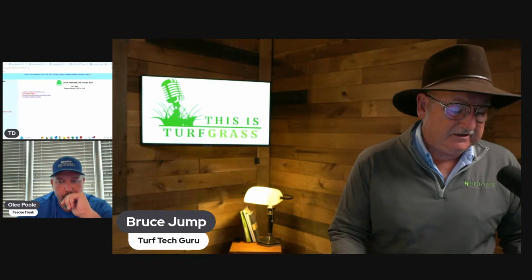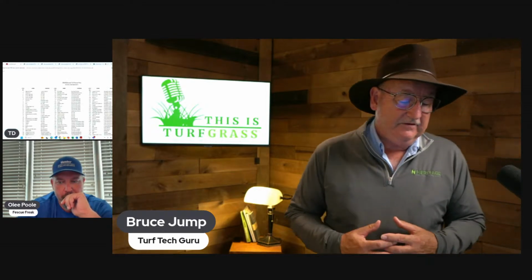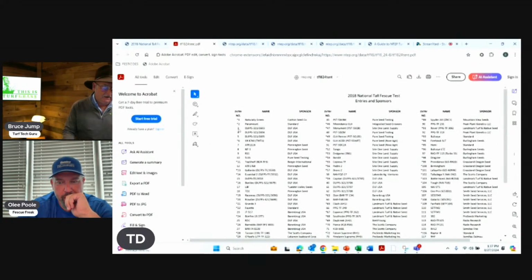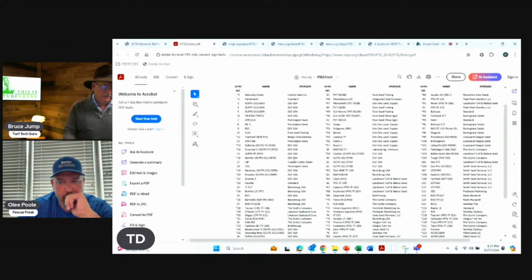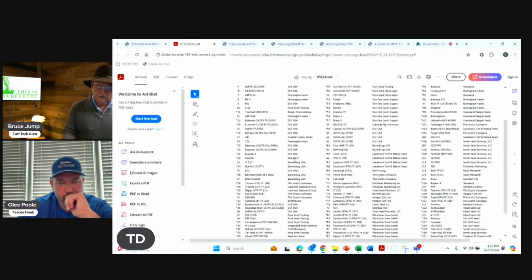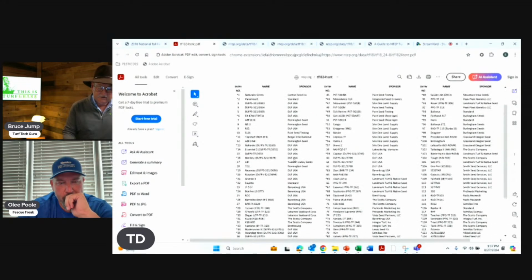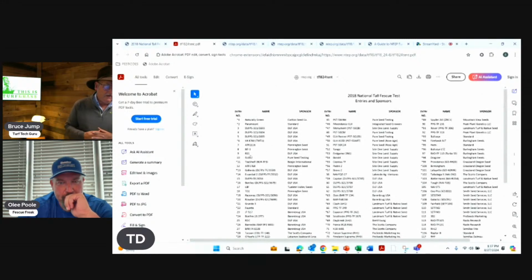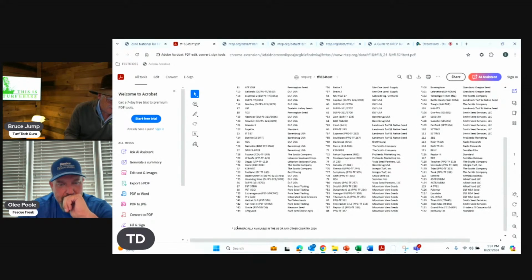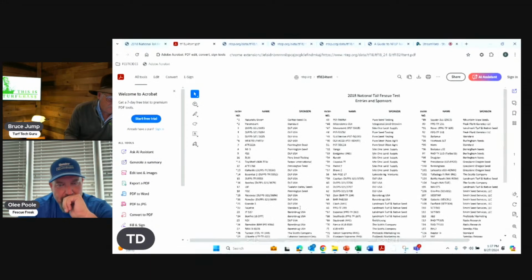Next one is entries and sponsors. We got the entries and sponsors in the 2018 tall fescue test. This is the list of all the varieties and all of the sponsors who entered those. And there are 132 in this trial. Only some of these have an asterisk by them. Right over here, entry number 1, Naturally Green, Carlton Seed Company, has an asterisk. That means it's commercially available. See that? Commercially available in the U.S. or any other country in 2024.